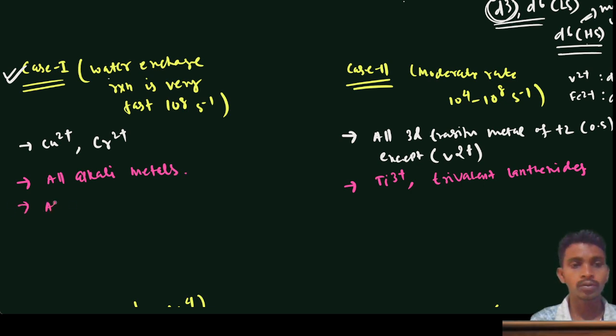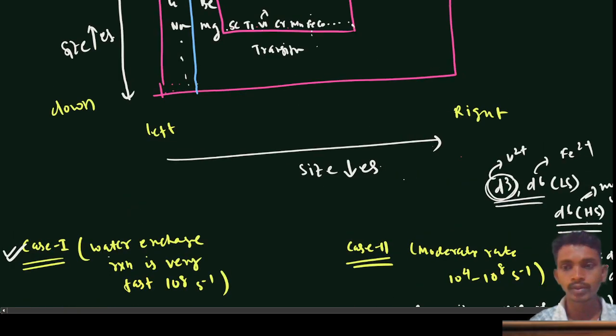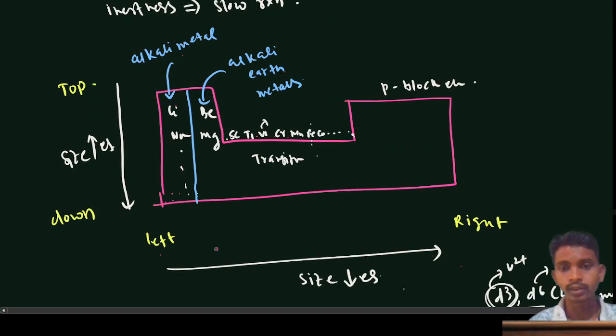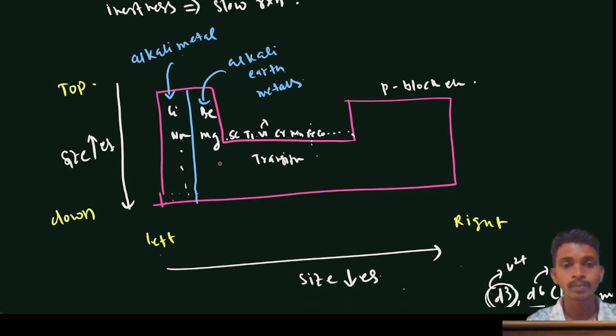And also all alkaline earth metals. But we see that from here to here size decreases. So in this case all will fall in case one, but for this case all will fall except this and this. Why? Because we see that from top to down size also increases.